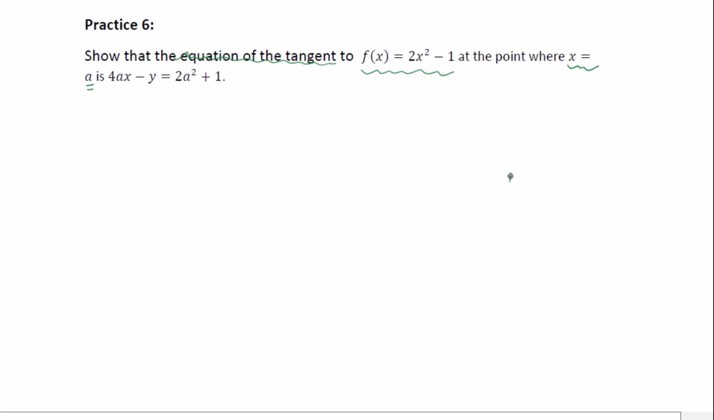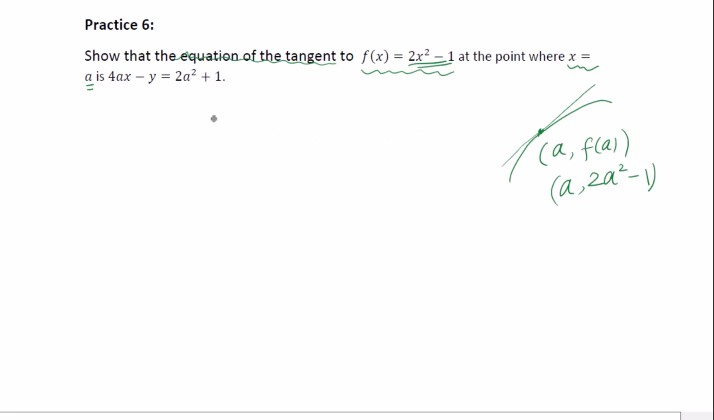So we have this curve. Then we have this tangent line. At this point is a, f of a. F of a equals, we plug in here, 2a squared minus 1. So we already know this point.